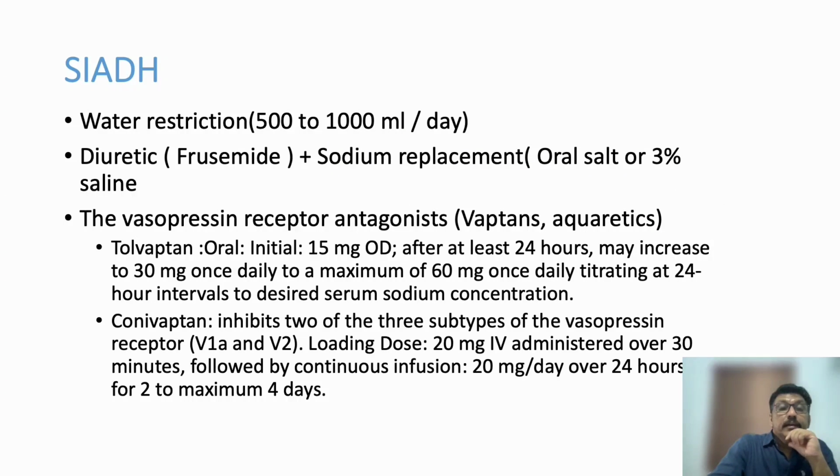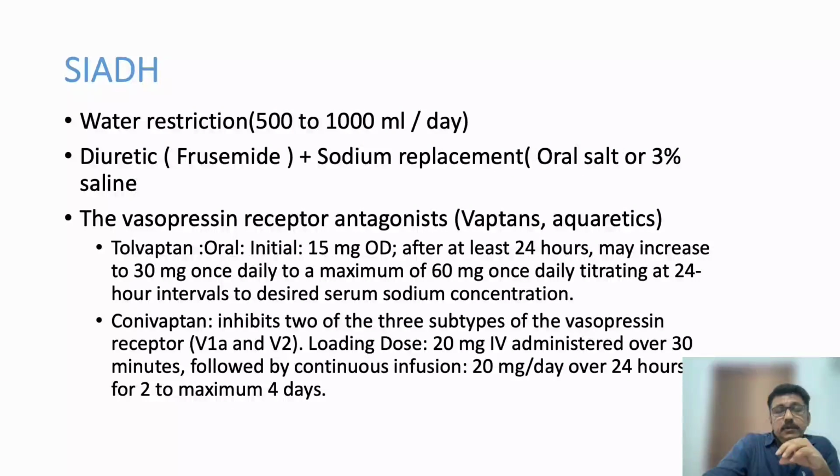SIADH treatment: initially, we know that it is a water retention condition, so the first strategy will be to remove water. The two important steps are, first, restrict the water. Try to restrict the water to 500 to 1000 ml per day, so the water content in the body may come down. Then give Lasix, furosemide. Then add salt to the diet. So three important strategies initially.